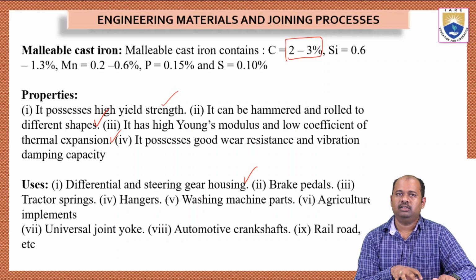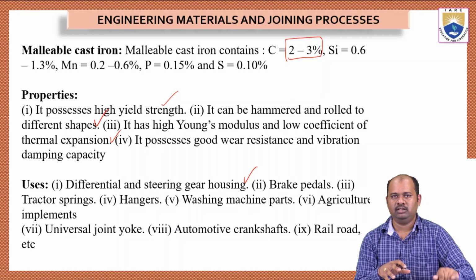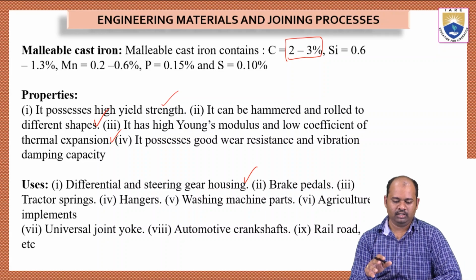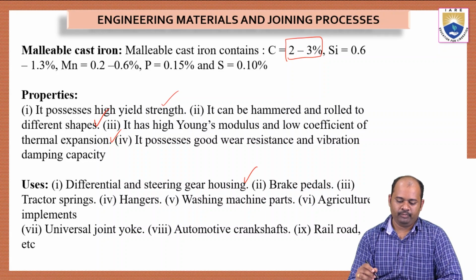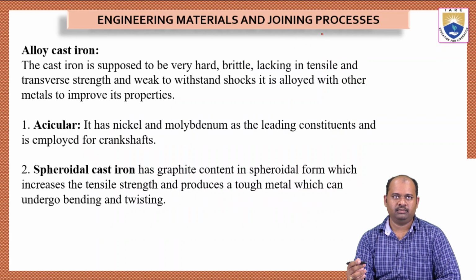That is why the malleable cast iron is almost similar to mild steel casting, but it has some form of ductile and brittle nature, both. So, because of this carbon percentage, we have got these properties.